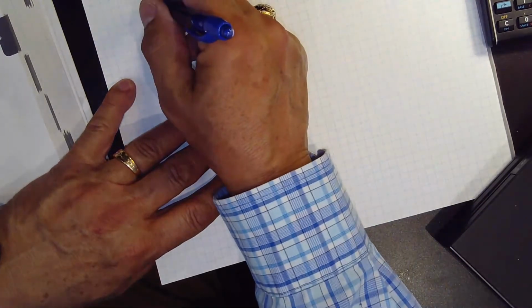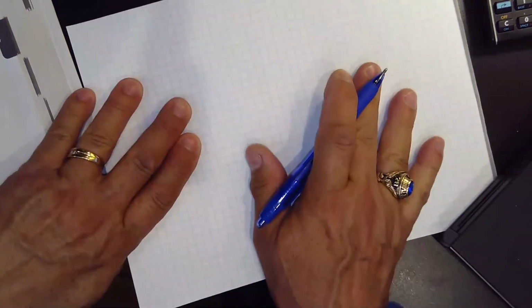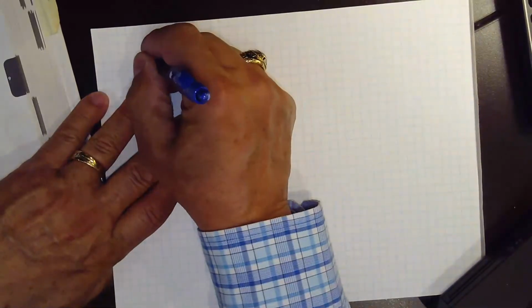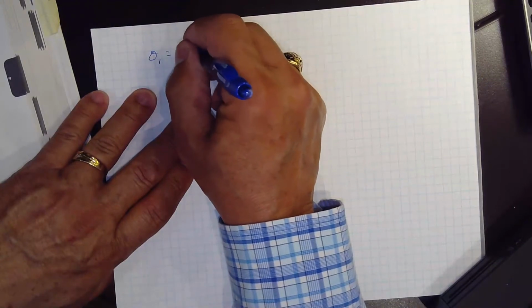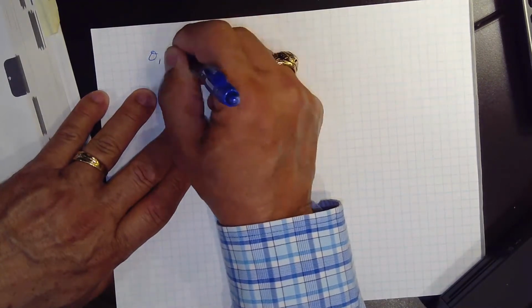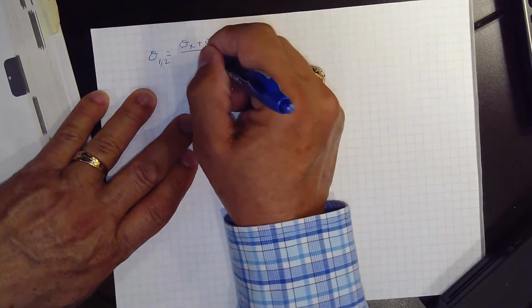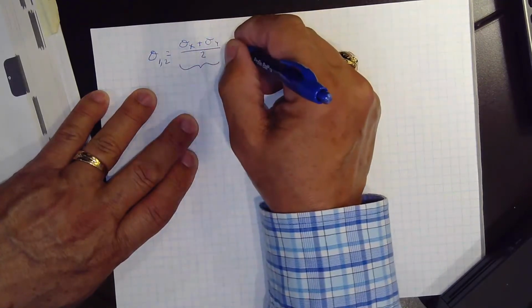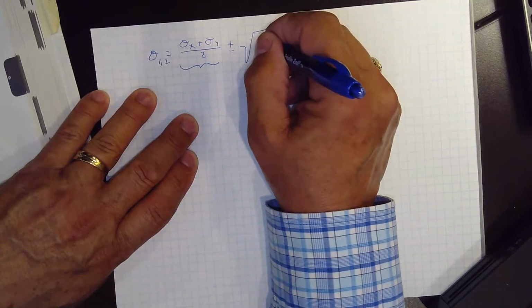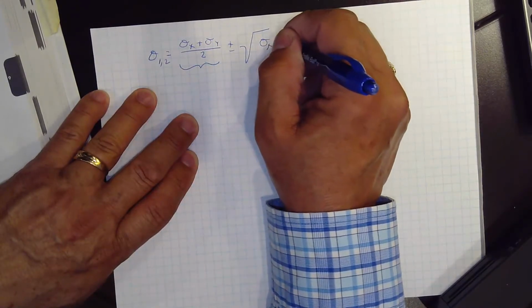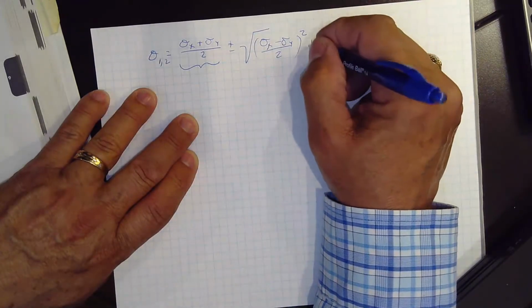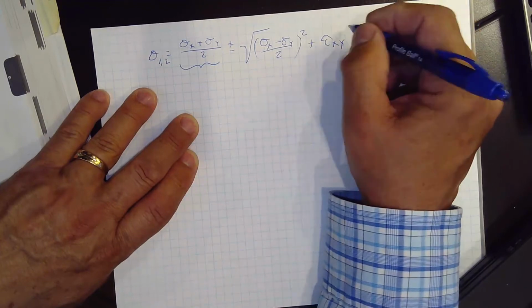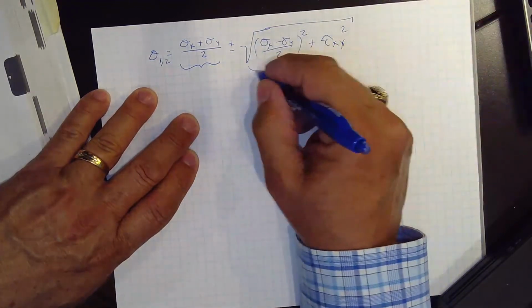So we can calculate sigma 1 is equal to sigma x plus sigma y. Well, actually, this is 1, 2, right? Over 2, that's the average, plus minus the square root of sigma x minus sigma y over 2 quantity squared plus tau xy squared. Square root of that whole thing. And this, remember, we said was the radius.